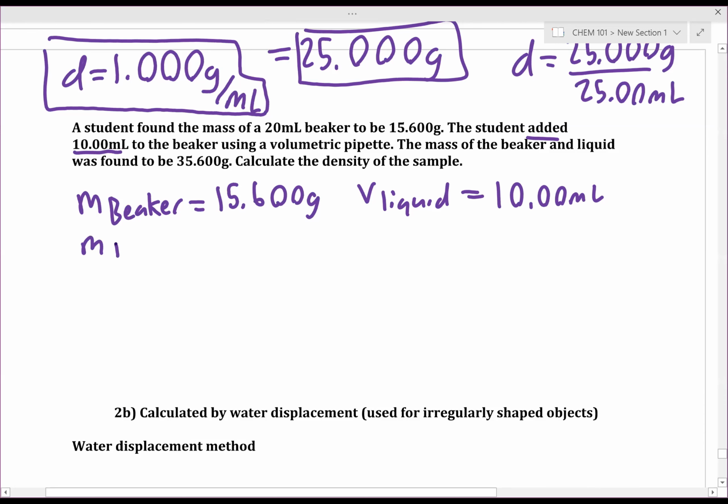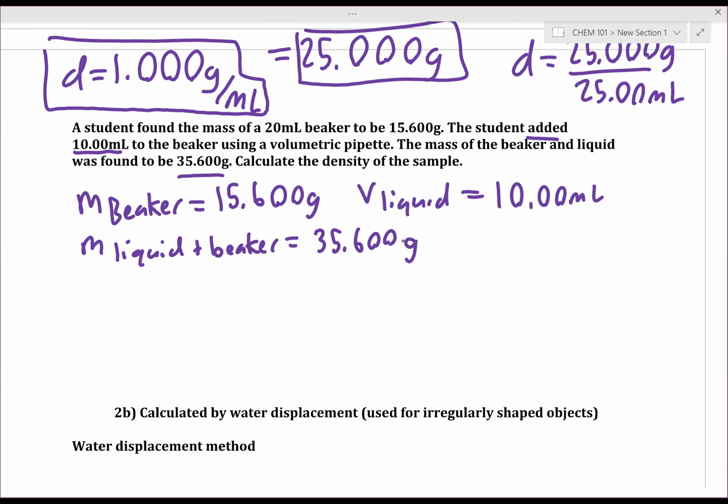Okay, and then the mass of the liquid plus the beaker. Reading off the problem, what did we find the mass of the liquid and beaker to be? Yep, 35.600. Okay, so from this information, I'd like you to calculate the density of this liquid. Oh, these examples aren't done directly from the document. These are supplements for the exercise.